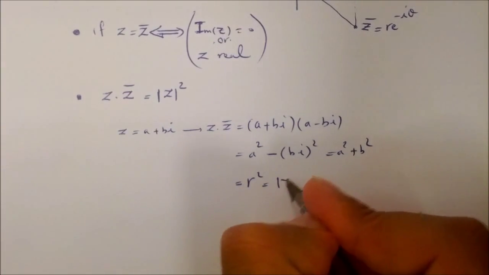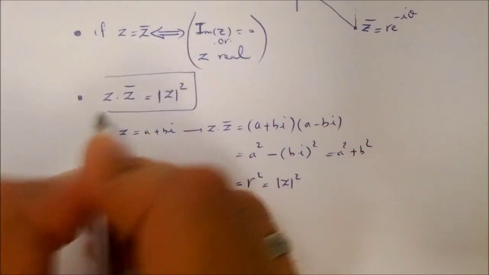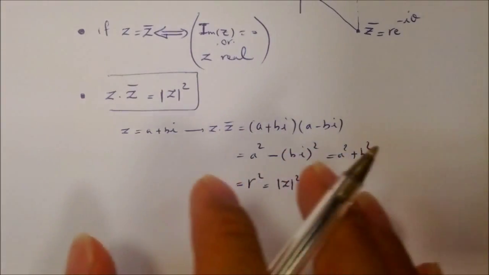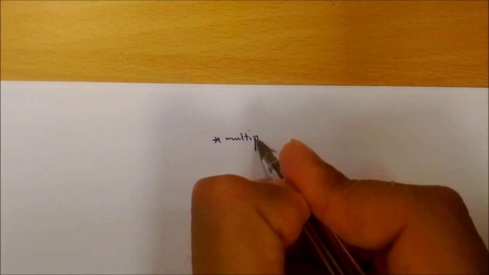R is the norm of z squared. And this is a very important relation. Now I will study some other basic operations in the set of complex numbers. The first one is the multiplication.